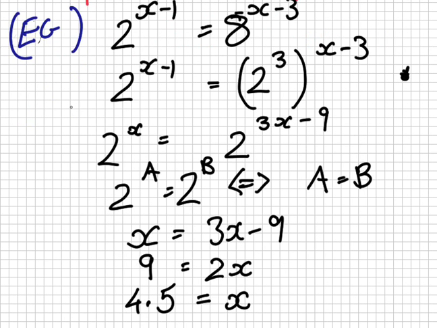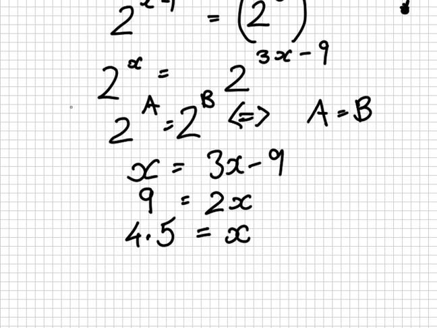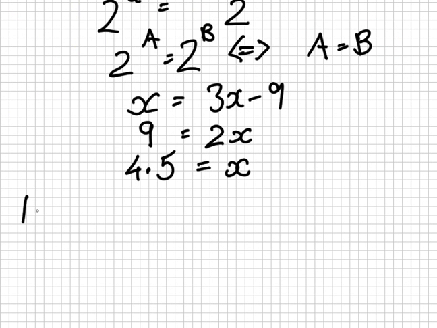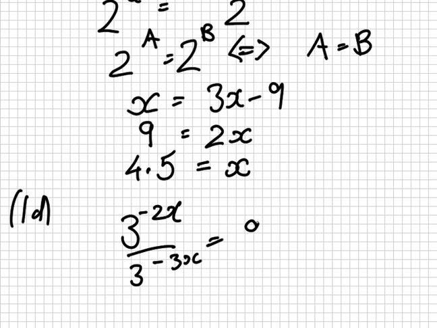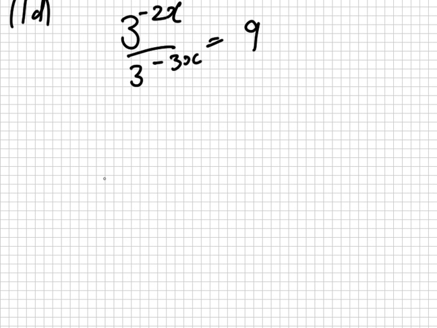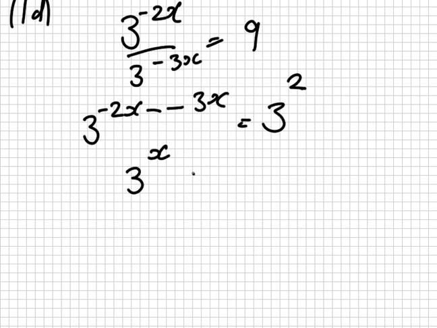Let me do another one of these, but maybe one that has a fraction in it. Like this one here, 1d. 3 power minus 2x, 3 power minus 3x equals 9. So we have 3 power minus 2x minus minus 3x, and 9 is 3 squared. So we get 3 power x equals 3 squared. So x equals 2 then.